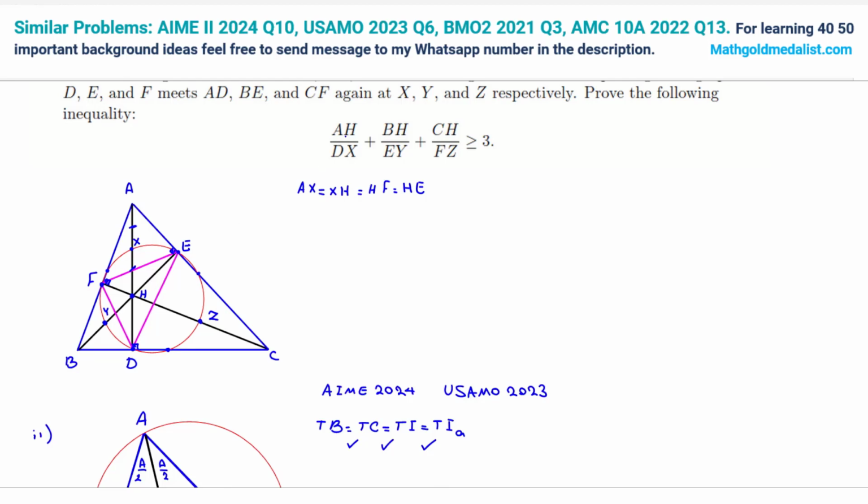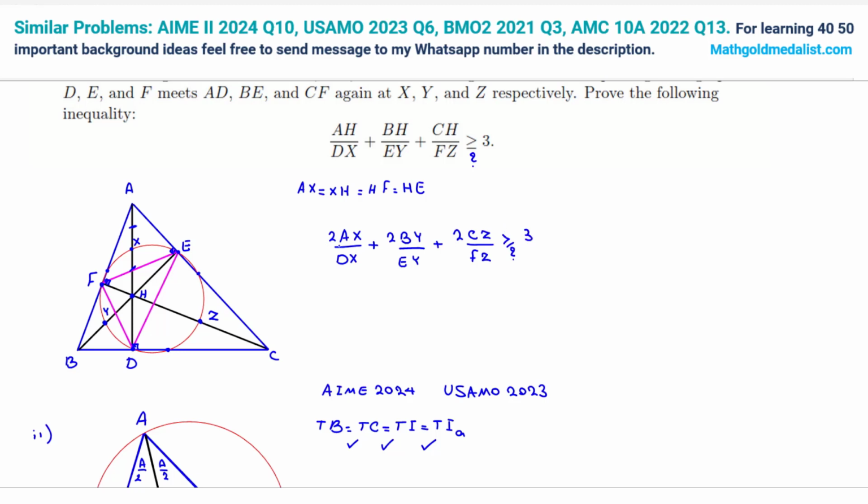Now here I can say AH over DX, which is 2AX over DX, plus BH over EY, which is 2BY over EY, plus CH over FZ, which is 2CZ over FZ, is greater than or equal to 3. We want to prove this.